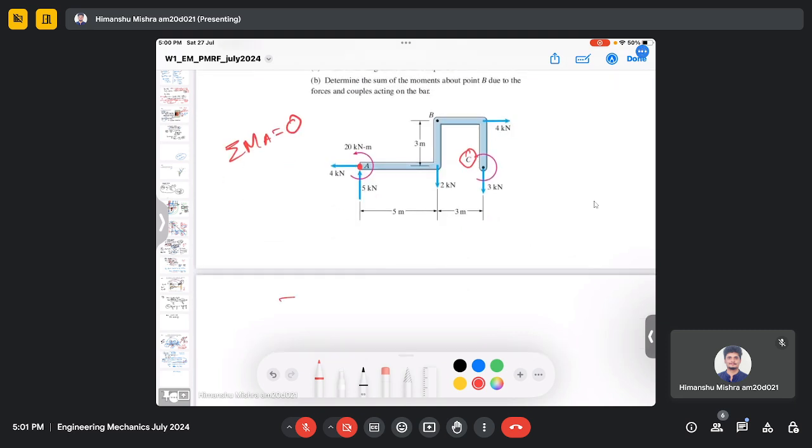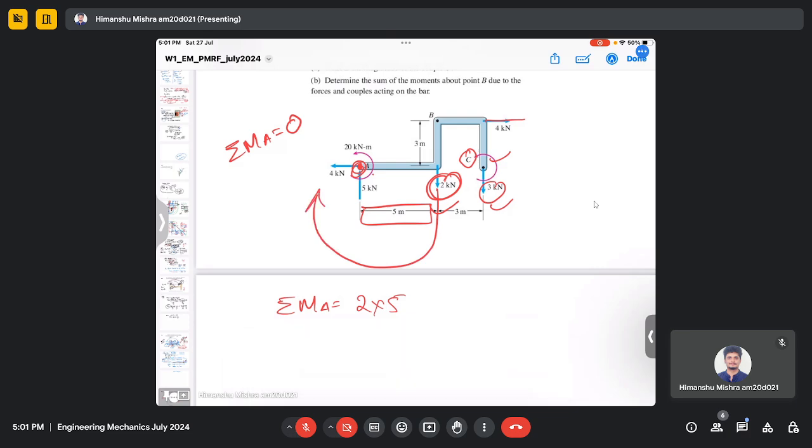So what you can do is use Varignon's theorem. You just find out which forces are creating the moment about point A. So this force will create, this will create, and this couple will create, and this force also creates moment. Let me consider this force first, 2 kilonewton, and the perpendicular distance is this 5 meter, and this is the moment direction, which is clockwise.